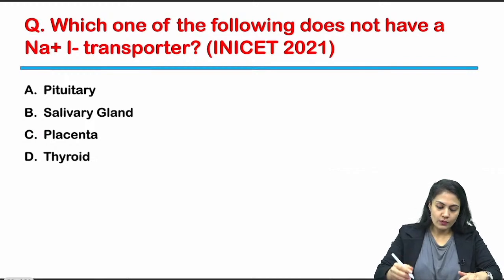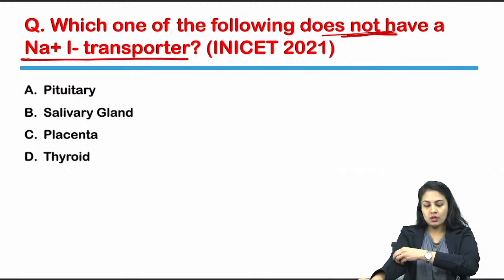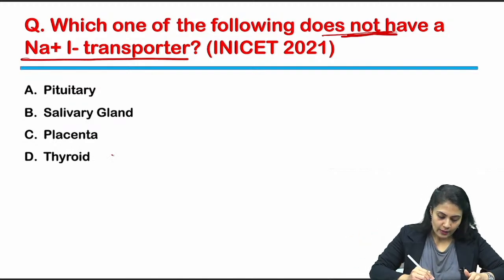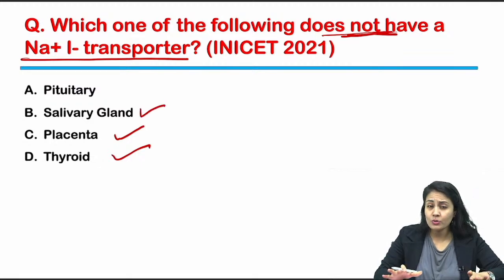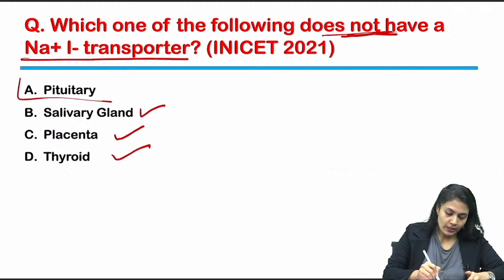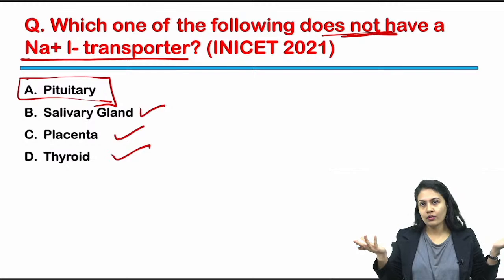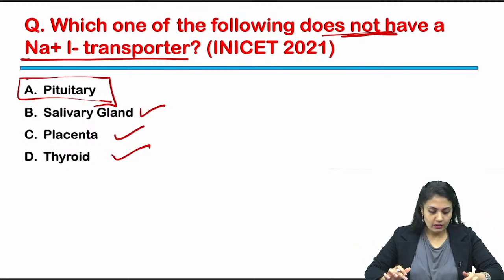Okay, let's move on. Which one of the following does not have a sodium iodide transporter? Remember, in the thyroid we know it is there. In the placenta also it is there. In the salivary gland it is also there. It's a purely factual question. In the pituitary gland, what will we do with the iodine? We do not want iodine for anything in the pituitary. So that's why we do not have the sodium iodide transporter in the pituitary gland.